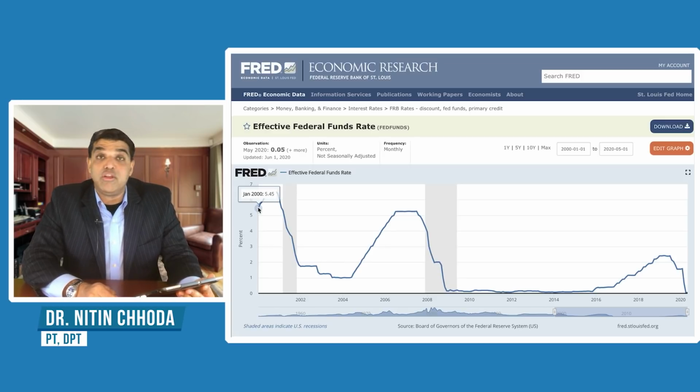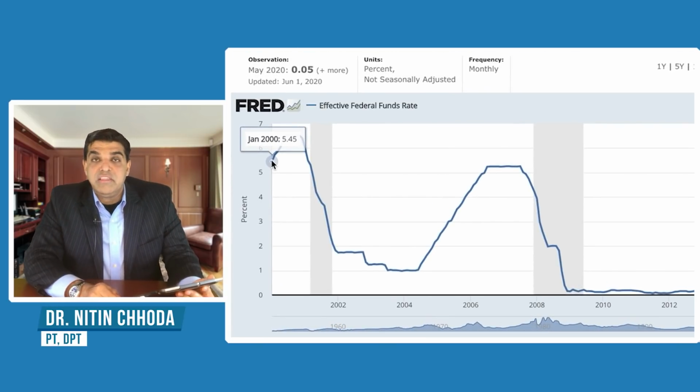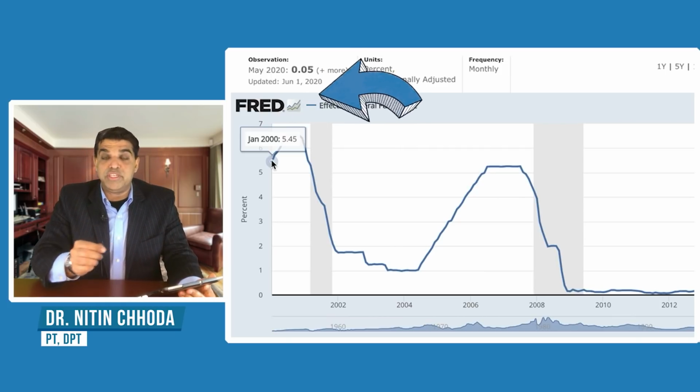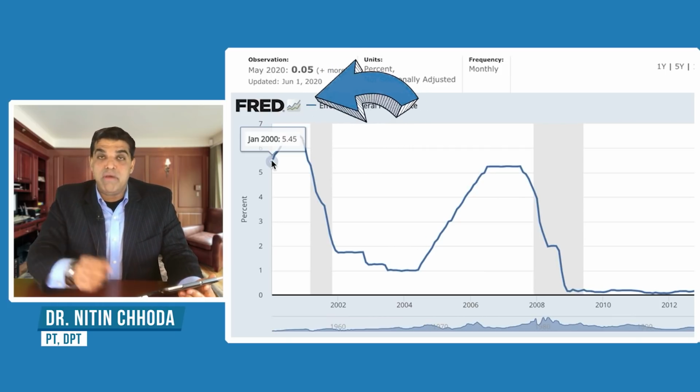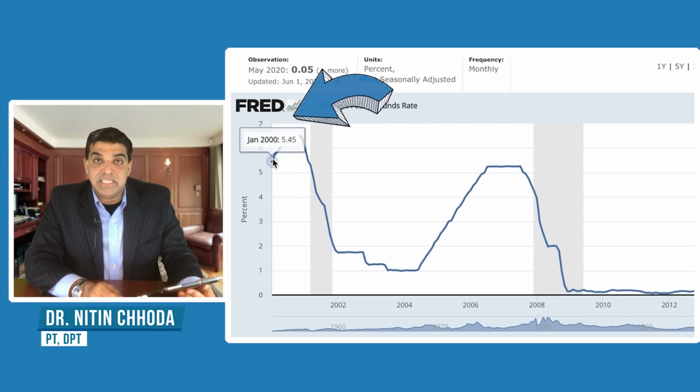And this is data from the Economic Research Institute at the Federal Reserve Bank of St. Louis. Now you'll see in January of 2000, the federal funds rate was 5.45%. This is the rate at which one bank basically borrowed money from another bank, and this is what's dictated by the Federal Reserve, by the central bank.